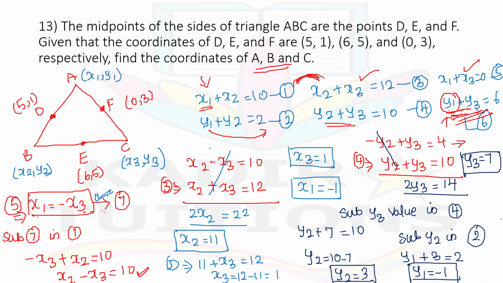So we can mark it, yes. So what is our x1 value? Minus 1. y1 is minus 1. So our A coordinate is minus 1 comma minus 1. And what about the x2 value? It is 11, and y2 value is 3. So our B coordinate is 11 comma 3. And what about x3? x3 is 1 and y3 is 7. So our C coordinate is 1 comma 7. This is the solution for this problem. We'll see the next problem.